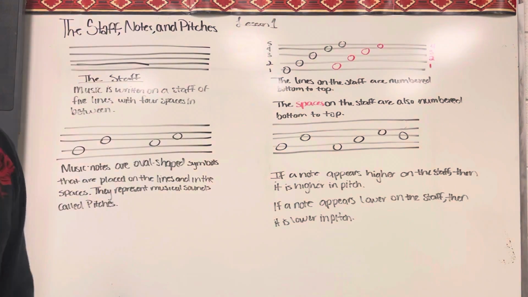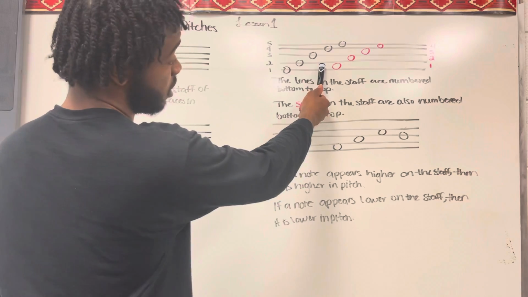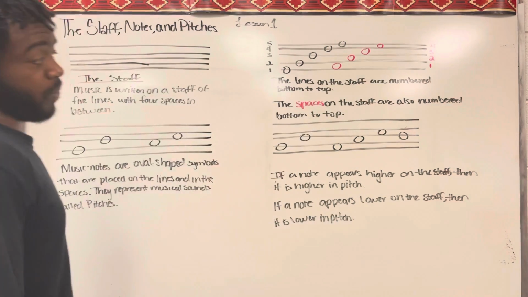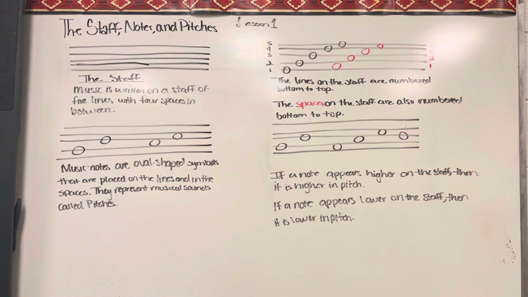The same thing goes with the spaces. This is space 1, which is at the bottom, space 2, space 3, and space 4. Okay? The lines on the staff are numbered from bottom to top. The spaces on the staff are also numbered from bottom to top.